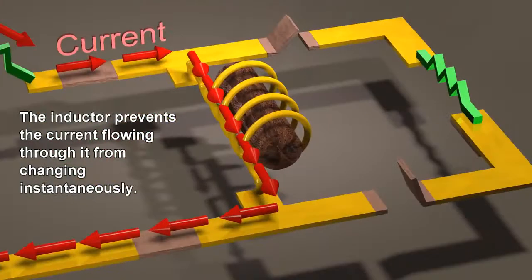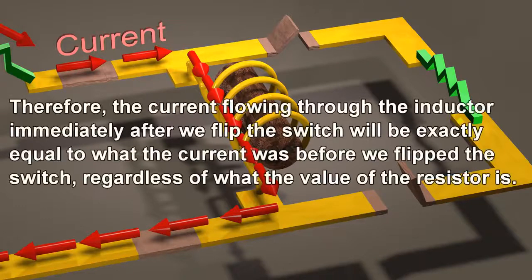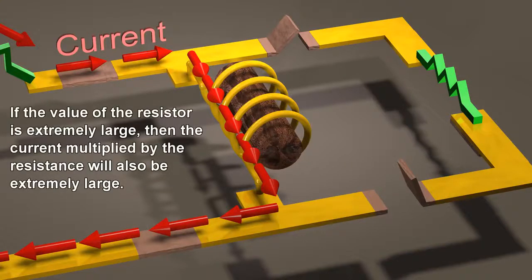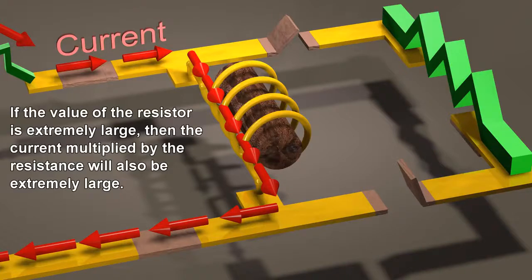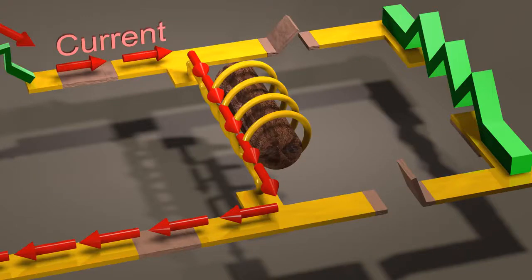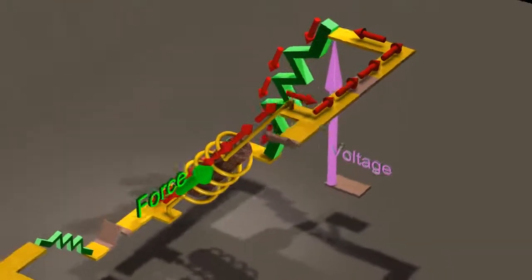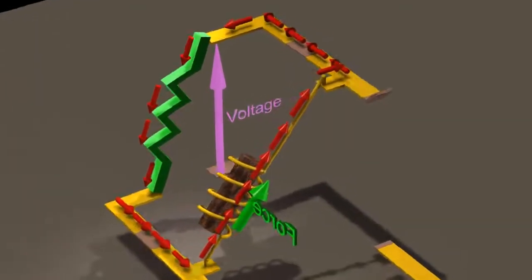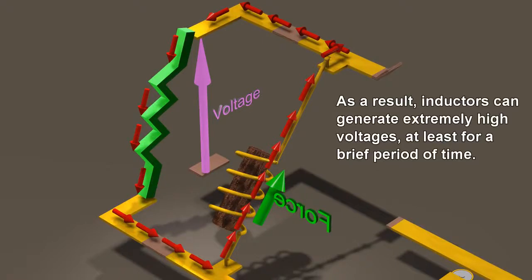The inductor prevents the current flowing through it from changing instantaneously. Therefore, the current flowing through the inductor immediately after we flip the switch will be exactly equal to what the current was before we flipped the switch, regardless of what the value of the resistor is. If the value of the resistor is extremely large, then the current multiplied by the resistance will also be extremely large. As a result, inductors can generate extremely high voltages, at least for a brief period of time.